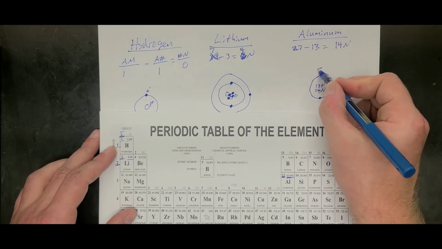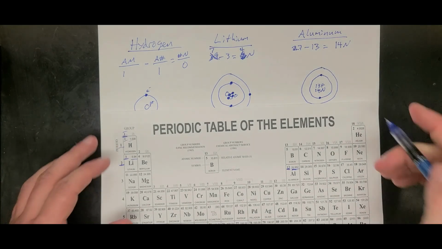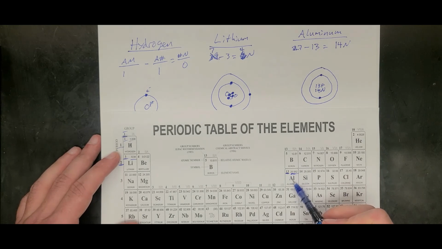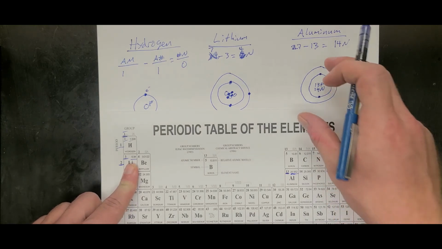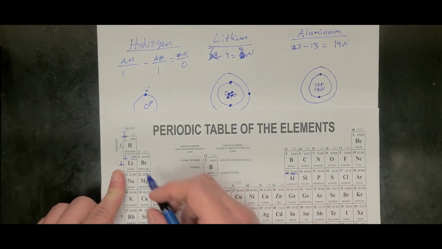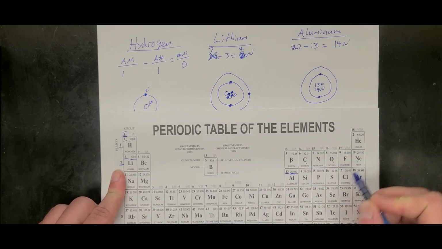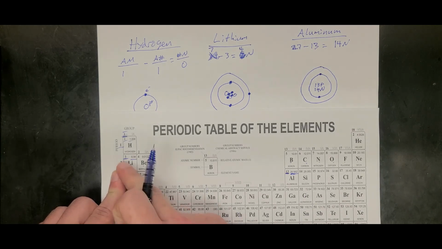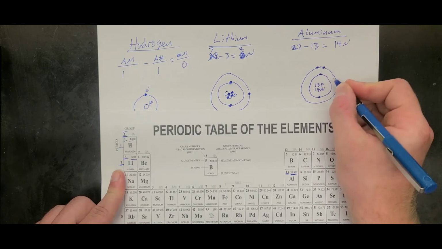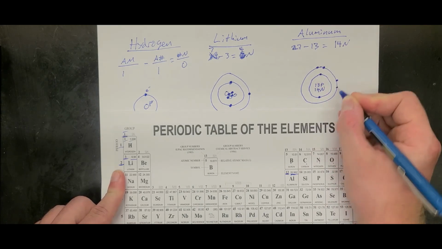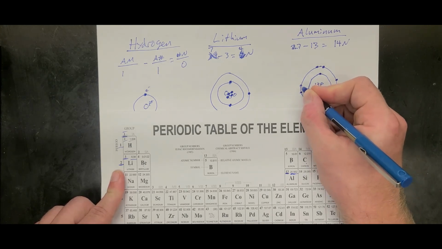Now, let's move on to the second period, the second row. Now, aluminum is in the third row, but we need to count all of these electrons that go into here so that we know how many electrons go in the second energy level. There are 1, 2, 3, 4, 5, 6, 7, 8 electrons in this second energy level. So we're going to draw 1, 2, 3, 4, 5, 6, 7, 8.